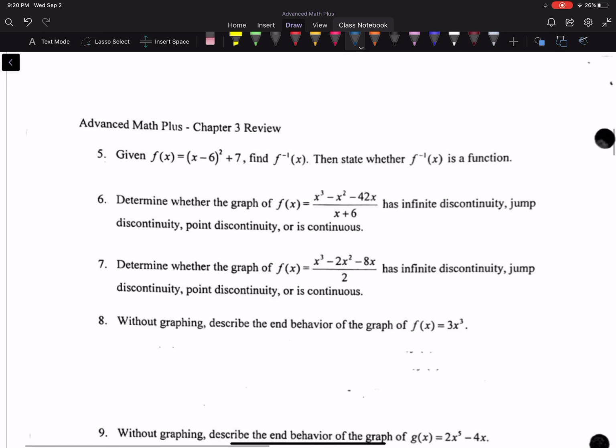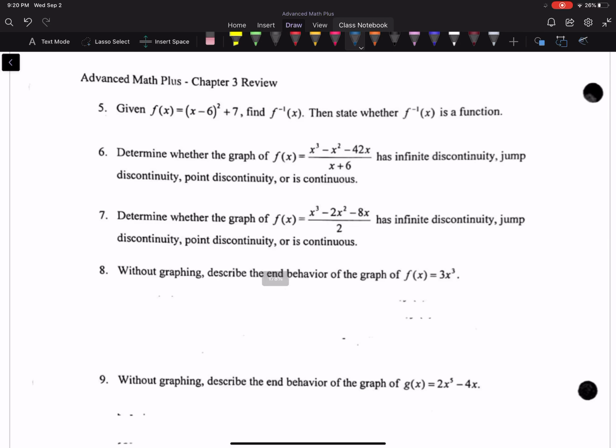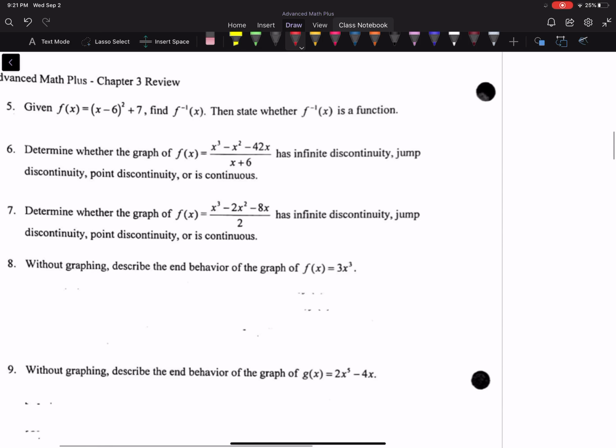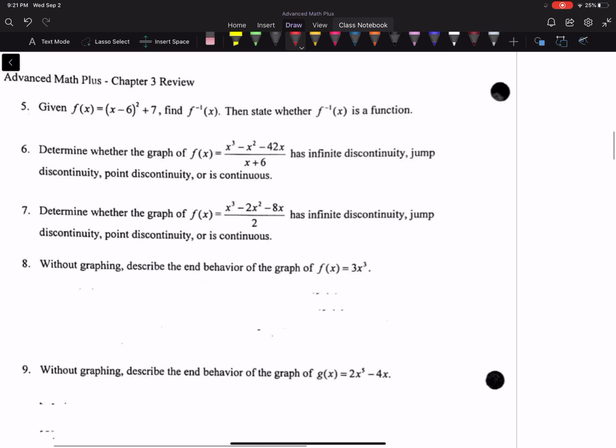On the next page, number 5, says given that f of x equals x minus 6 squared plus 7. Find the inverse of x, then state whether the inverse of x is a function. So to find the inverse of x, I'll put it over here. You're going to switch x and y. So we're going to say x equals y minus 6 squared plus 7.